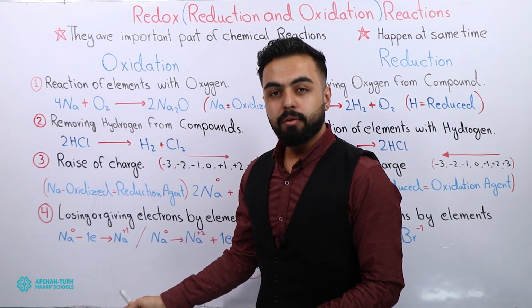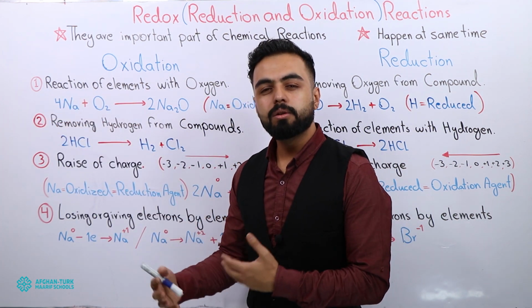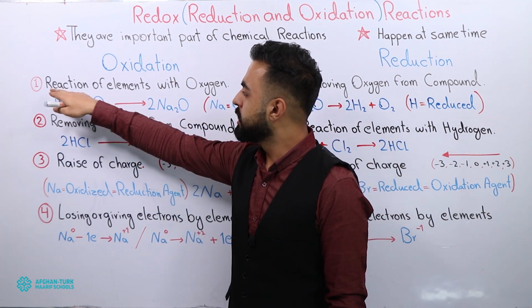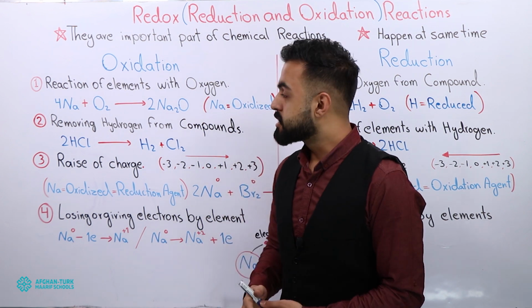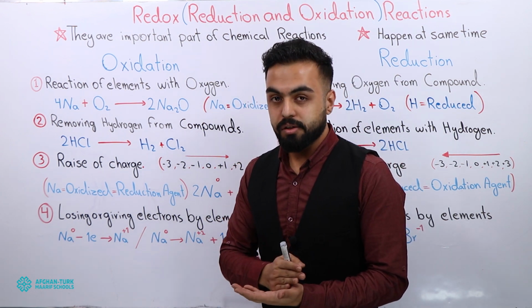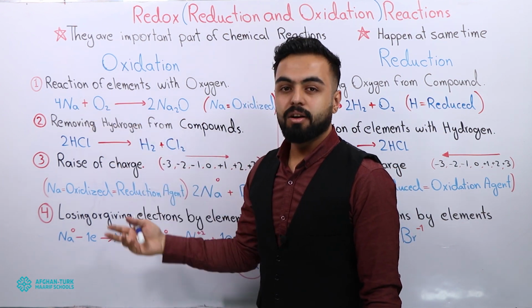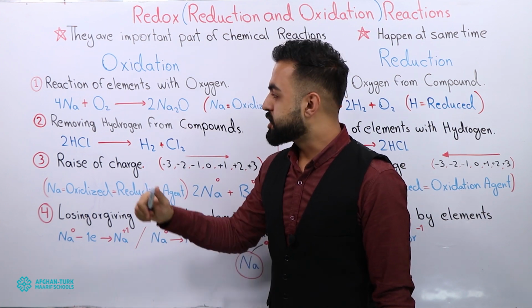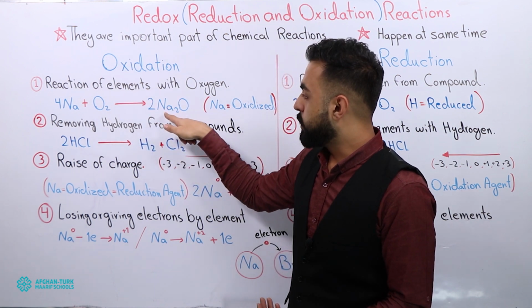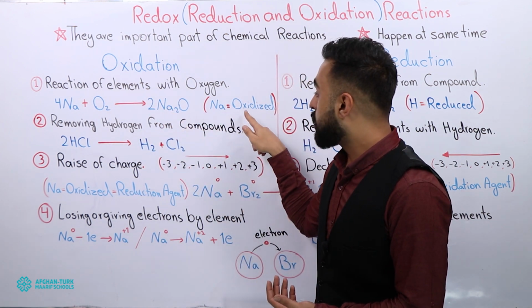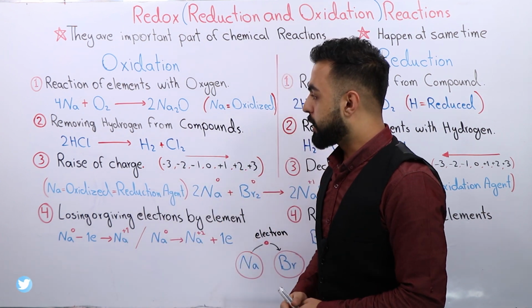Here are about 4 definitions for oxidation. The first 2 are somehow the old definitions, and then we are going to the last one. The first, reaction of element with oxygen. So, if an element reacts with oxygen or we install oxygen on elements, that is called oxidation. For example, sodium reacts with oxygen, so now here sodium is oxidized. Why? Because we installed oxygen on sodium.